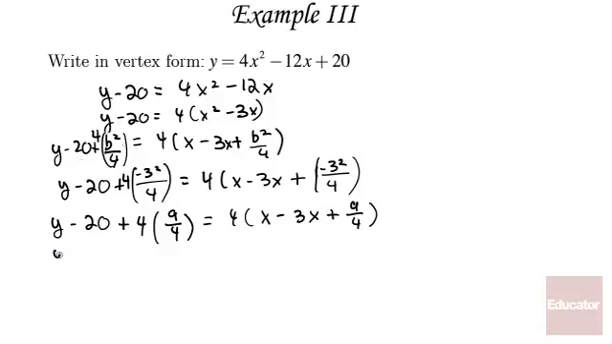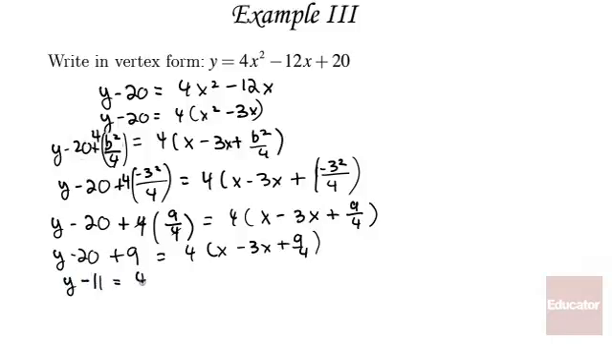Okay, this is going to give me y minus 20, and the 4's cancel here, which is kind of convenient. So I'll just get 9. And -20 plus 9 is -11. So this is y minus 11 equals 4 times... And this actually is a perfect square, and you can check it out for yourself, that this equals x minus 3/2 squared. So this is a perfect square.